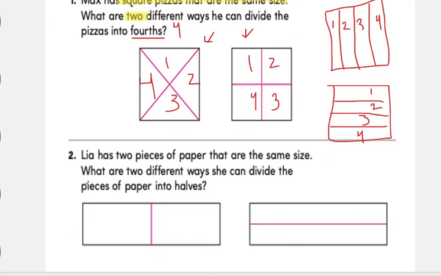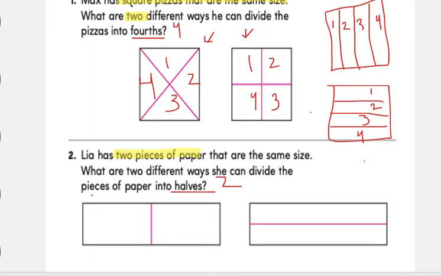Okay, this next one says that Leah has 2 pieces of paper that are the same size. What are the 2 different ways that she can divide up the pieces of paper into halves? So remember, halves means 2, and we have 2 pieces of paper.